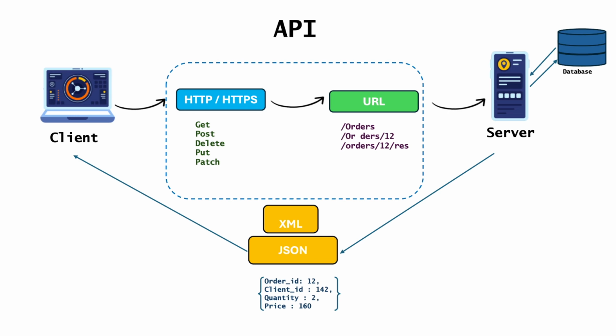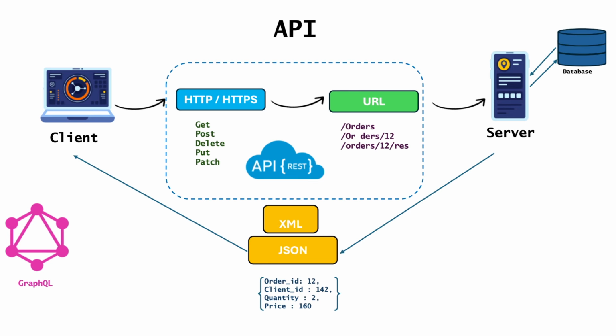There are many types of API, but the two most popular are REST and GraphQL. REST APIs are based on simple HTTP methods like GET, POST, PUT, and DELETE, perfect for most web and mobile applications. GraphQL, on the other hand, gives the client more control, allowing it to request exactly the data it needs. Nothing more, nothing less. APIs are what make modern applications flexible and connected.